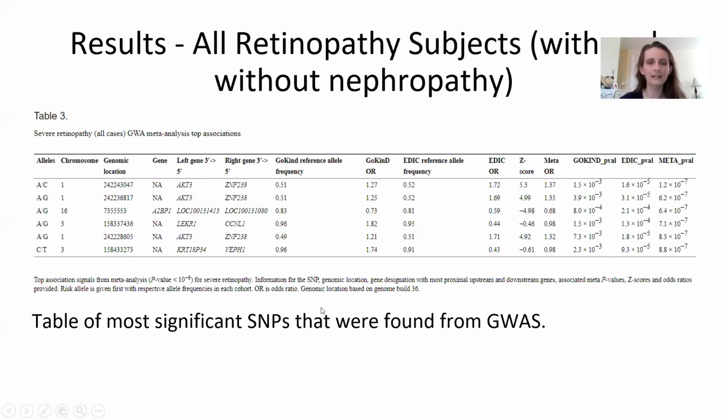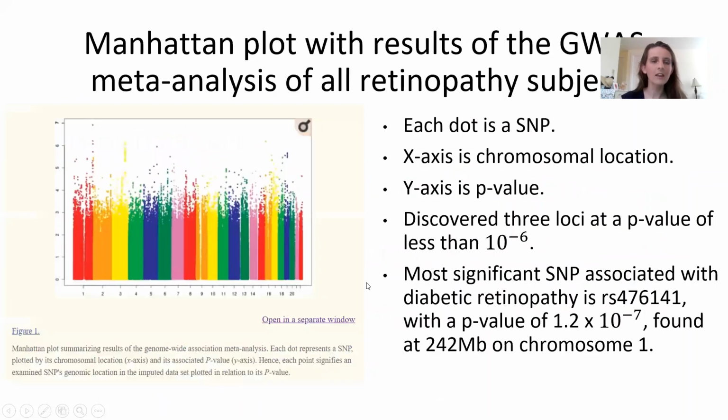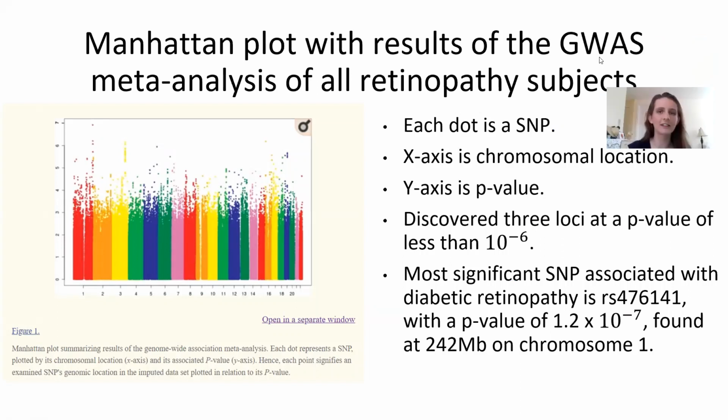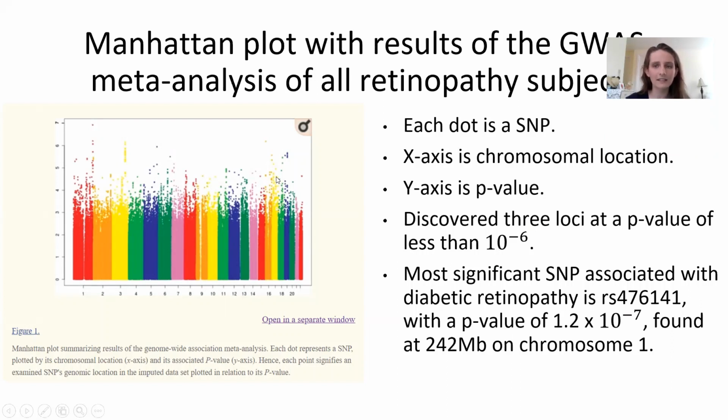So here's the table again. And the Manhattan plot here corresponds to the table that I just showed you. It has the results of the GWAS meta-analysis of all retinopathy subjects. Each dot represents a SNP. The x-axis is chromosomal location, and the y-axis is p-value.